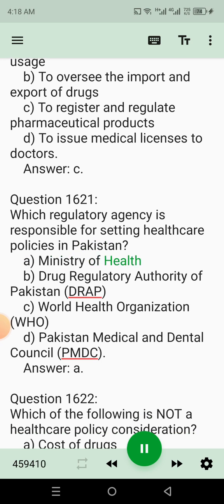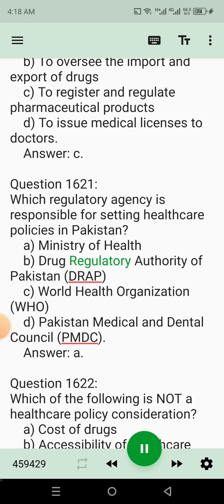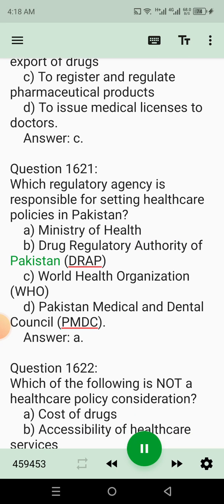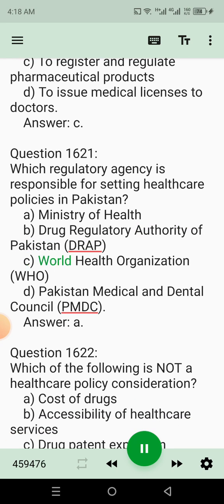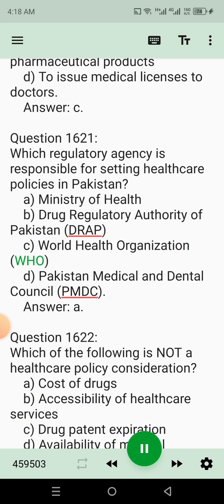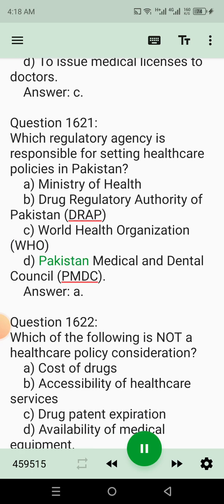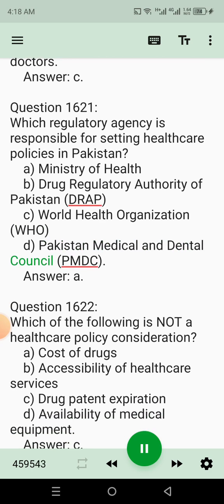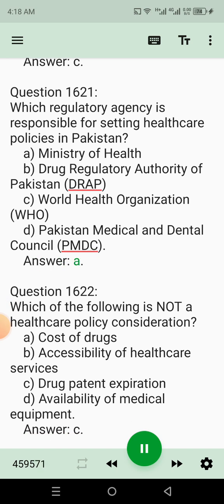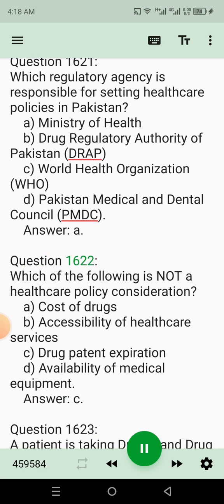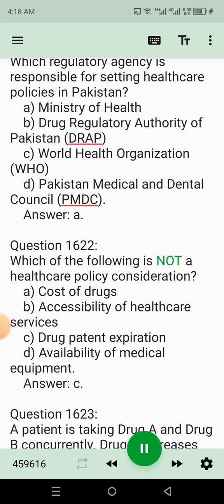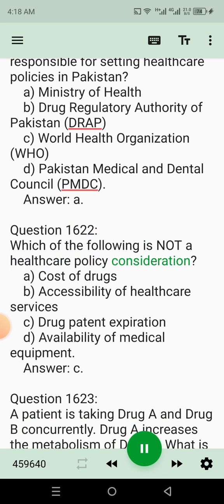Question 1621. Which regulatory agency is responsible for setting healthcare policies in Pakistan? A. Ministry of Health. B. Drug Regulatory Authority of Pakistan (DRAP). C. World Health Organization (WHO). D. Pakistan Medical and Dental Council (PMDC). Answer: A.